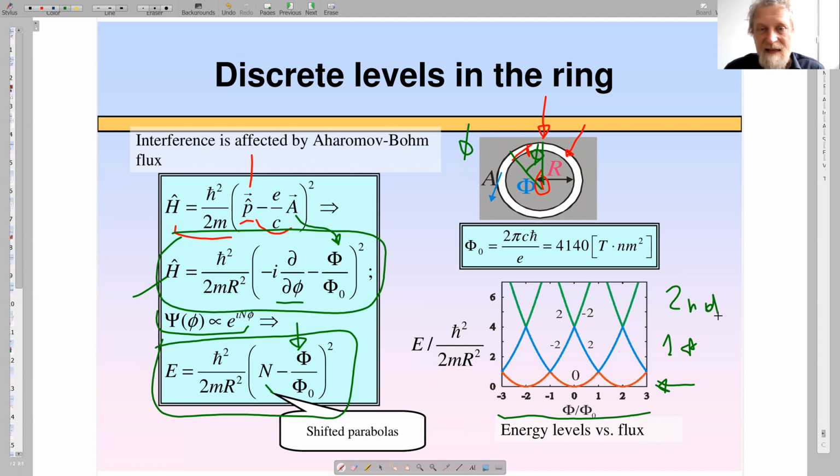Fine. Let us see. This discrete number n. Who can guess how one would call it differently? How did you call it in your first course of quantum mechanics? I'm sure you did. Perhaps you don't remember, but it's a question about something which you know or should have known.